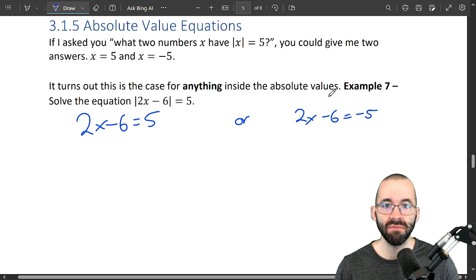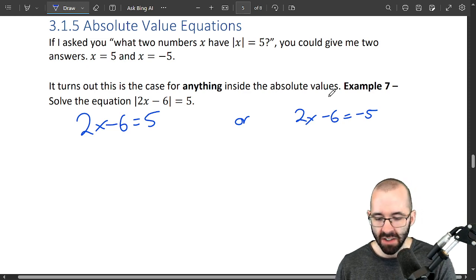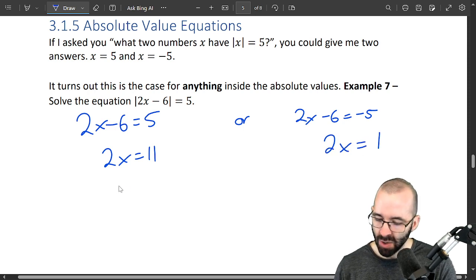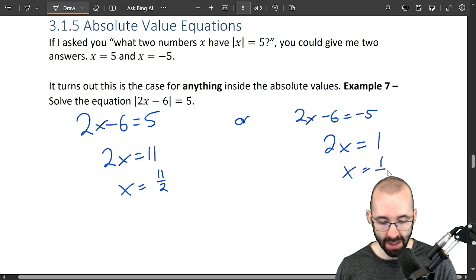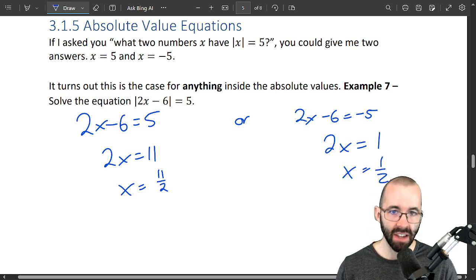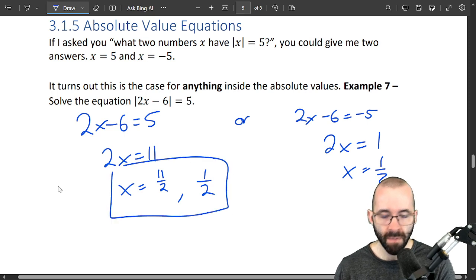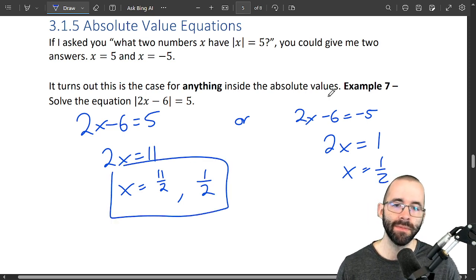It's just like that. We'll add 6 to both sides. We'll add 6 to both sides. We'll divide by 2. And we'll divide by 2. 11 halves and 1 half are our two solutions, or 5.5 and 0.5. However you want to write them, let's box them together. There you go. You could check your answer, plug that in. Hopefully both of them would check out.